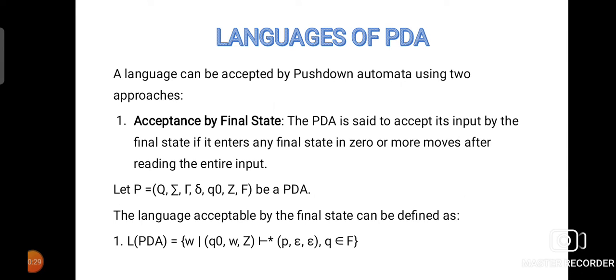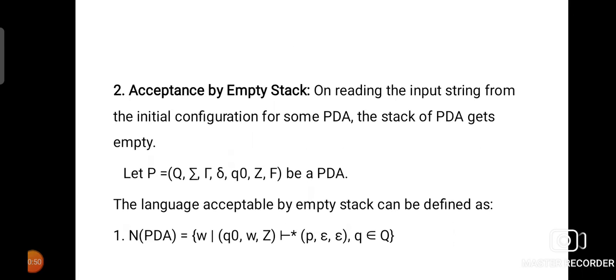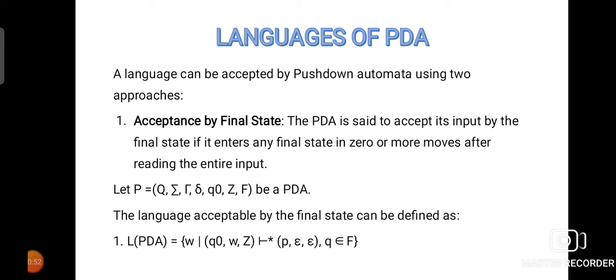Languages of PDA means languages acceptable by PDA. A language consists of a set of strings that is produced by the given language format. So, a language can be accepted by push-down automata using two approaches. First one is acceptance by final state. Second one is acceptance by empty stack.